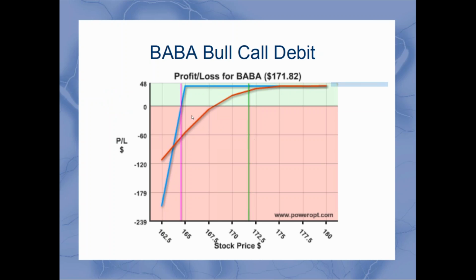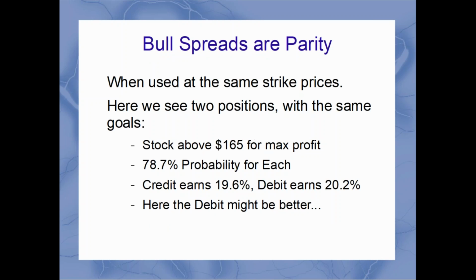So, same risk-reward profile. What happens if the stock falls below 162.5 in our bull call debit? Well, both your calls are out of the money. They expire worthless. You get zero value back. You lose the full 208 debit that you paid into the position. Okay? But again, it's a parity trade when used at the same strike prices. Here we just saw two positions with the same goals. We wanted the stock to stay above 165 to make the maximum profit on each. Both at the time of entry had a 78.7% probability of full success.